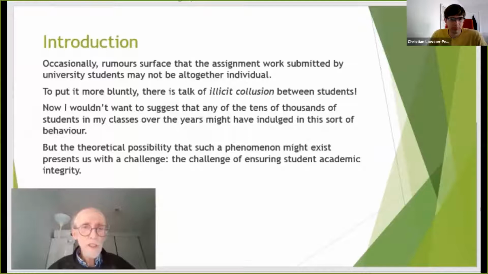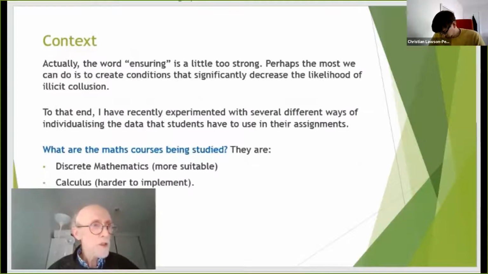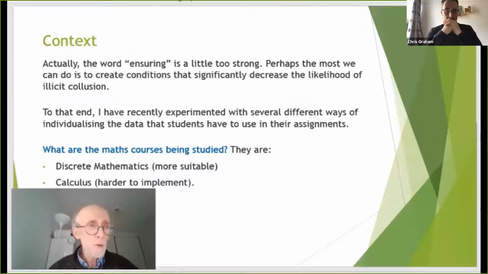Why do we need variable assessment? Well, to be blunt, some students are naughty. To make it hard for the students to work together when they're not supposed to, we need to create variability in the questions that the students are answering. This won't guarantee that there's no illicit collusion, but it will reduce the likelihood of it by making it harder for students to work together. I've applied these strategies to both discrete maths, where it seems more suitable, and to calculus, where it's harder to implement.